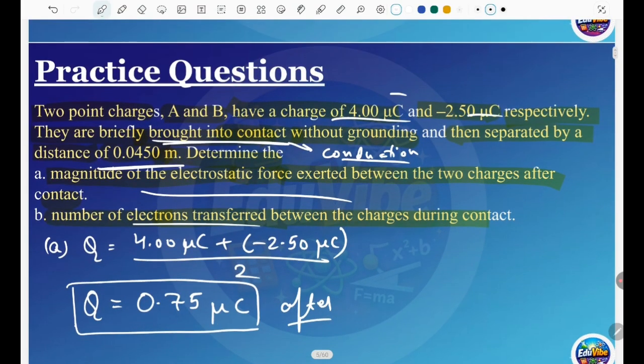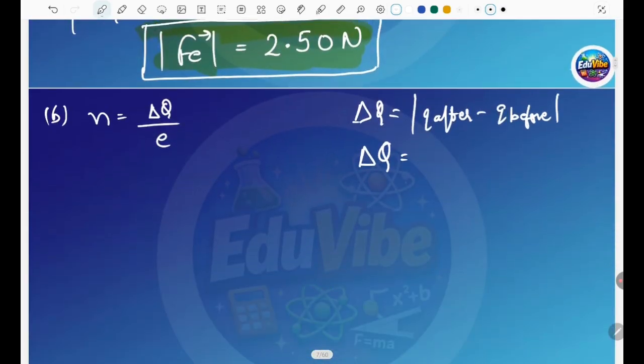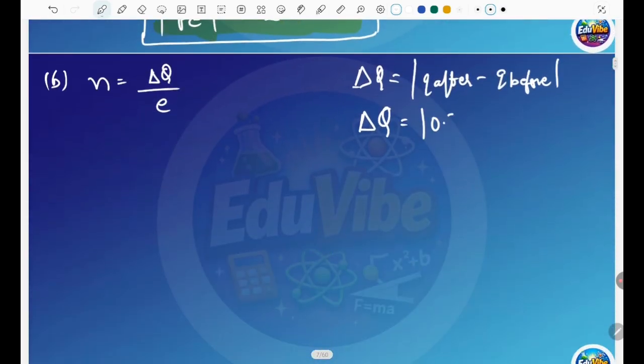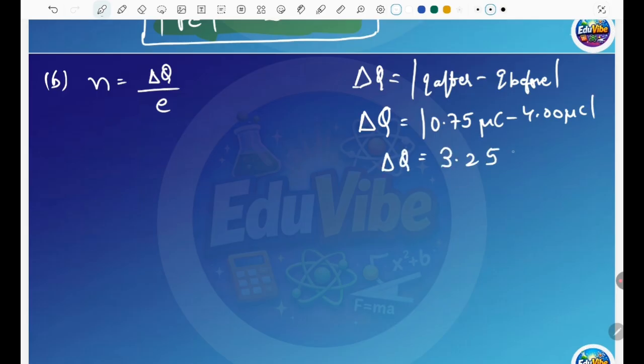What is the before one? These are the two charges we have, and we have to take the bigger charge. So this was Q before, and this was Q after. So we take the absolute value of 0.75 microcoulombs minus 4.600 microcoulombs. When we calculate, we get 3.25 microcoulombs.